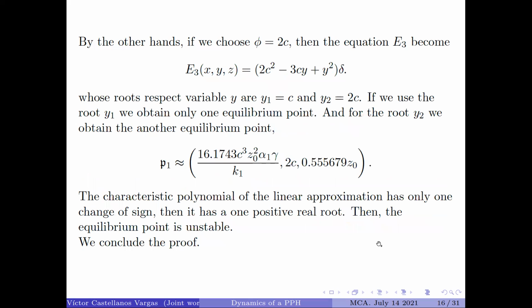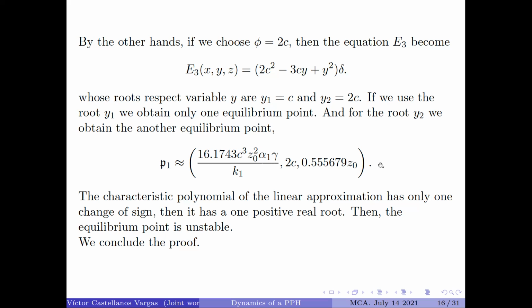On the other hand, if we choose phi equal to 2c, then the equation G3 becomes this form. And then we solve this equation and we obtain two roots. One root is y1 equal to c and y2 equal to 2c. If we use the root y1, we obtain only one equilibrium point. And for the root y2, we obtain another equilibrium point that has this form.